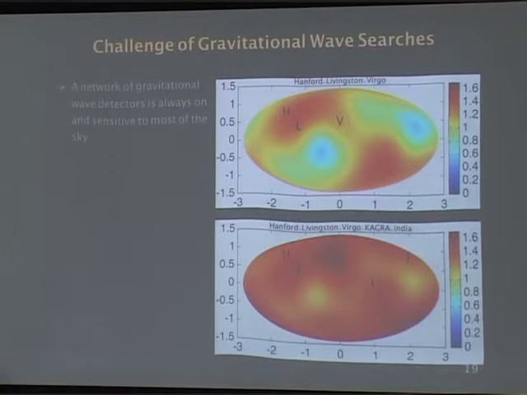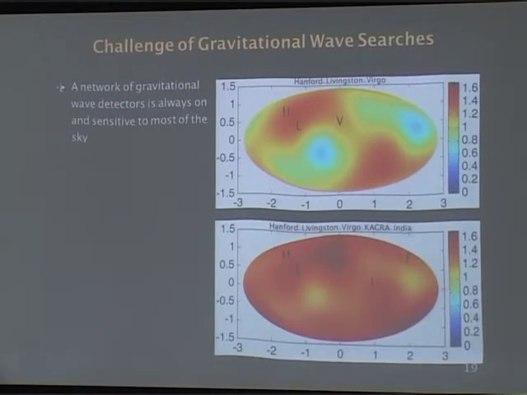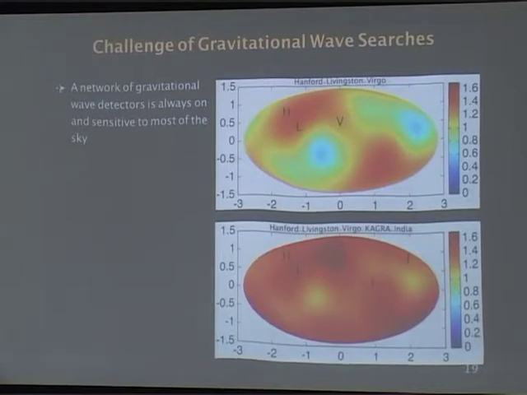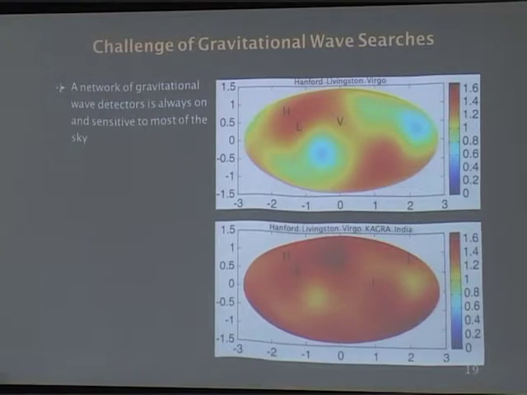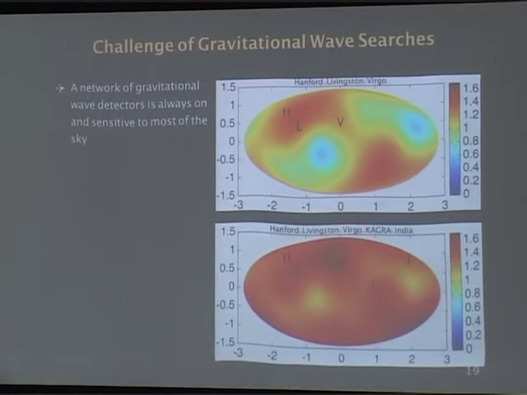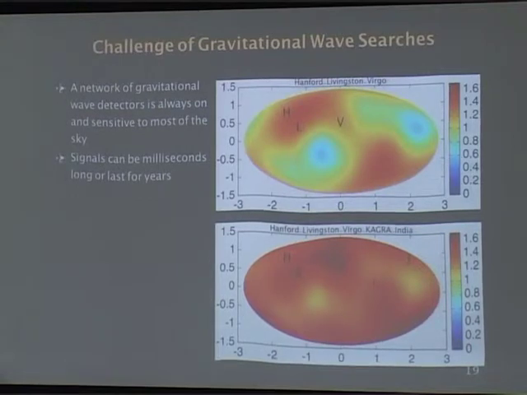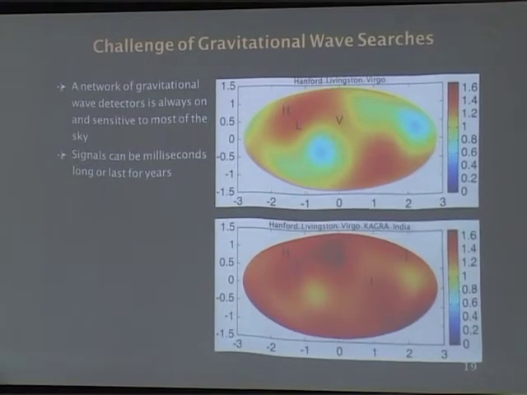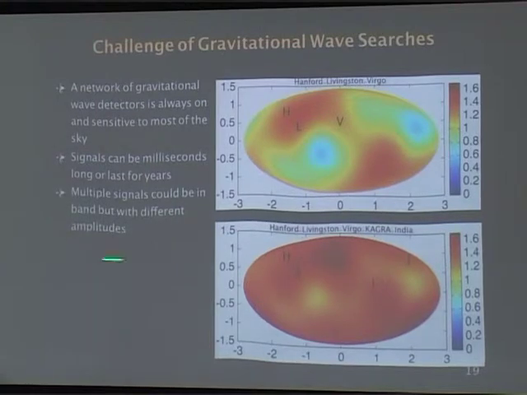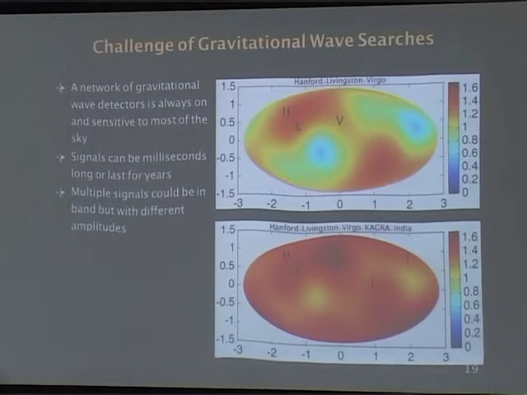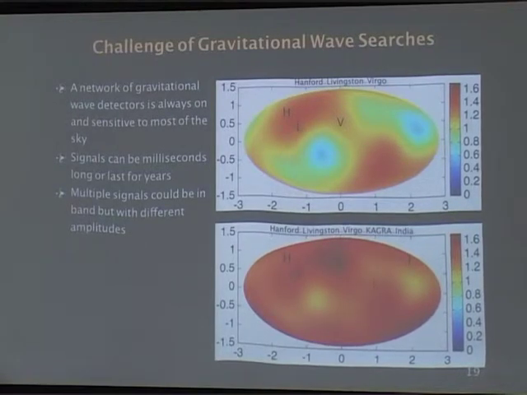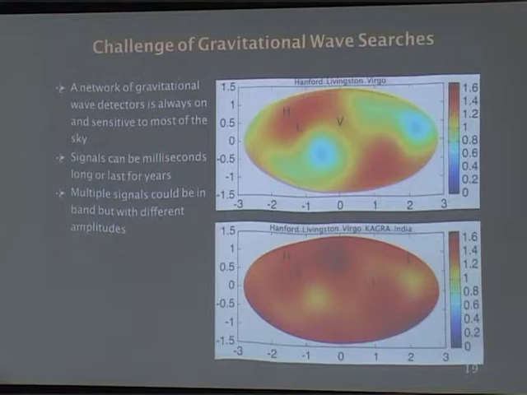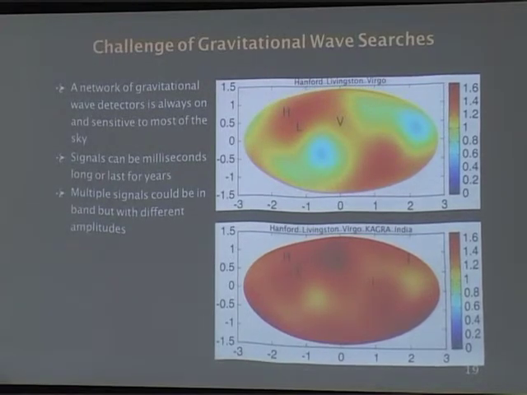Therefore, the problem is the following: a network of gravitational wave detectors is always on to most of the sky. It's like taking a sphere, putting eyes all over it, and keeping the eyes open all the time. That's what it is, and therefore detecting sources from such a detector network is going to be extremely challenging, because signals can last either a millisecond or for years, or you could have multiple signals in band of different amplitudes, and sorting them all out is going to require a brain power in this detector network which can discriminate all of them.